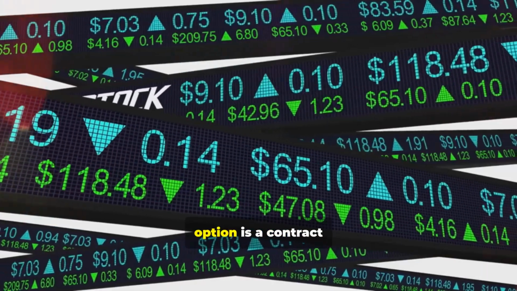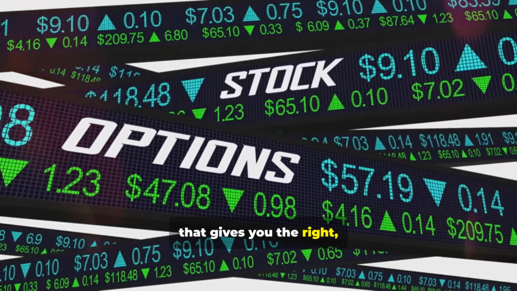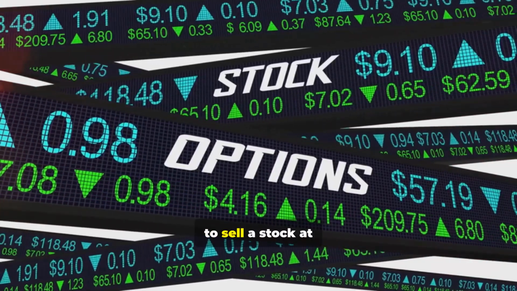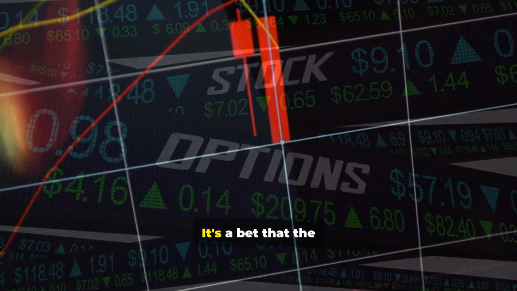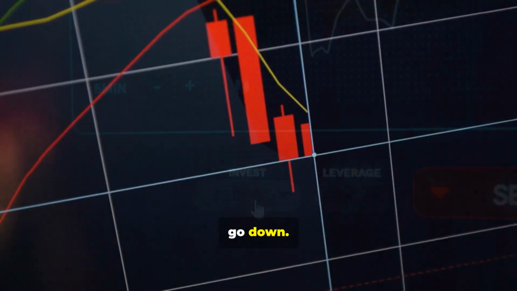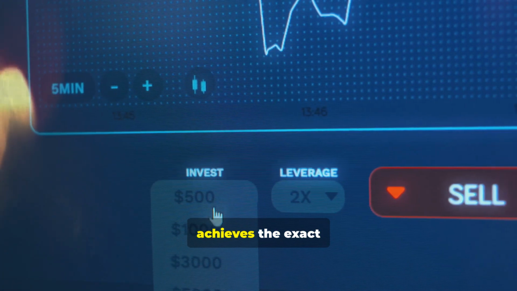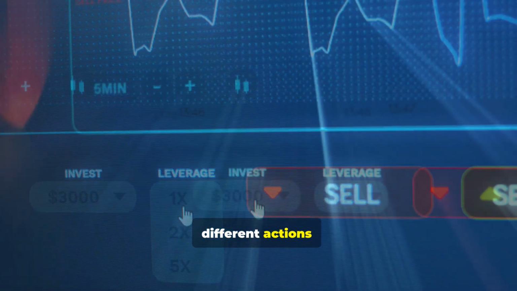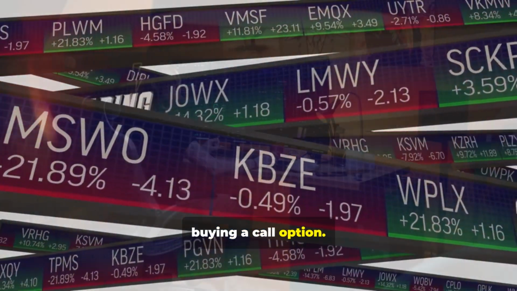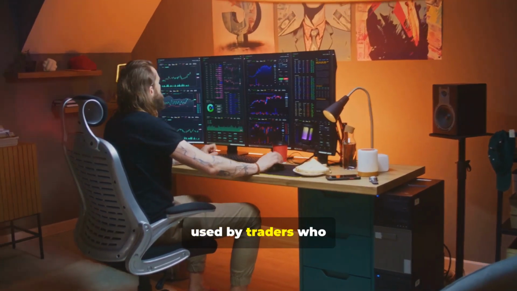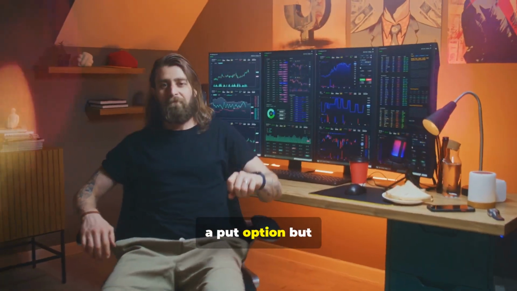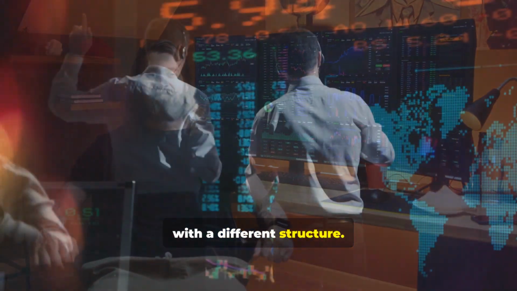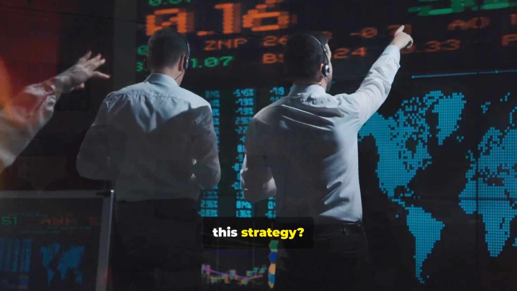A regular put option is a contract that gives you the right, but not the obligation, to sell a stock at a set price. It's a bet that the stock's price will go down. The synthetic put achieves the exact same goal, but it does so by combining two different actions: shorting a stock and buying a call option. It's a strategy used by traders who want the benefits of a put option but with a different structure. So, who exactly uses this strategy?